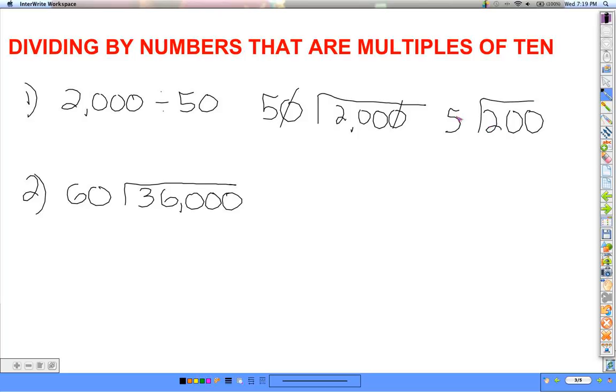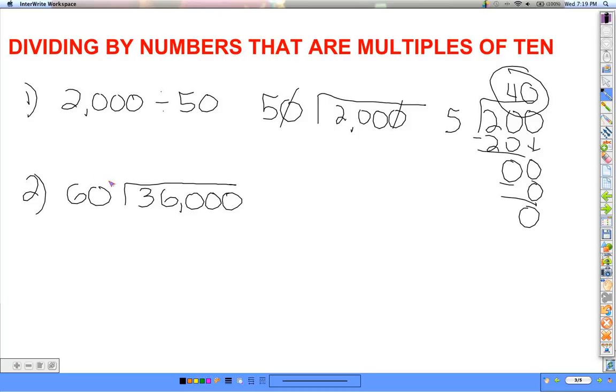Now you can divide, and you say 5 goes into 20 4 times. 4 times 5 is 20. 20 minus 20 is 0. Bring down your 0. 5 goes into 0 0 times. 0 times 5 is 0. You subtract and you get no remainder. So your final answer is 40.